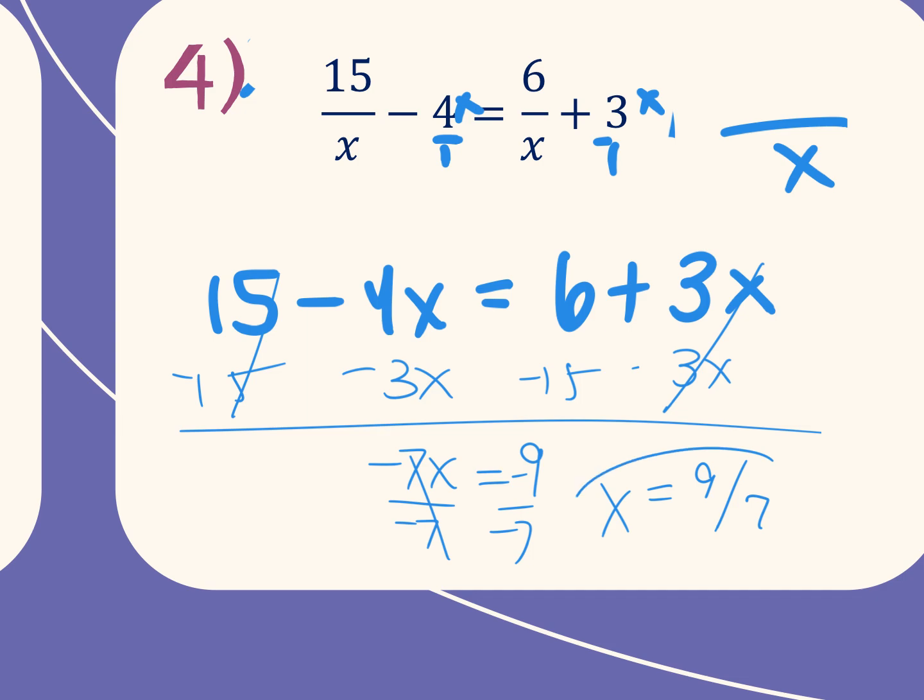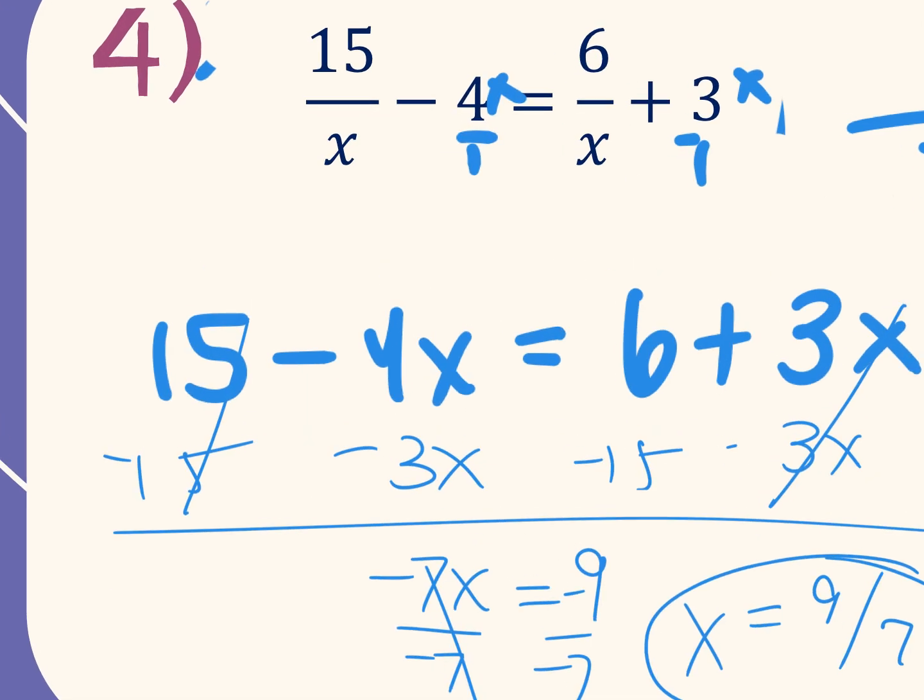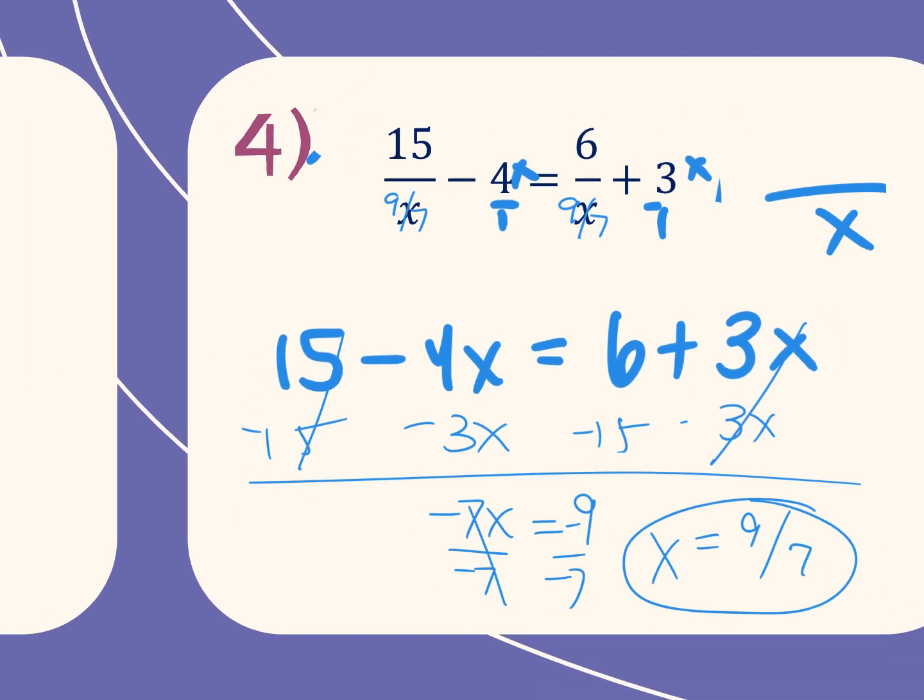Positive. Good. Now, check to see. If you put 9 over 7 here, does that make your denominator 0? No. If I put 9 over 7 here, does that make your denominator 0? No. So then you're good to go.